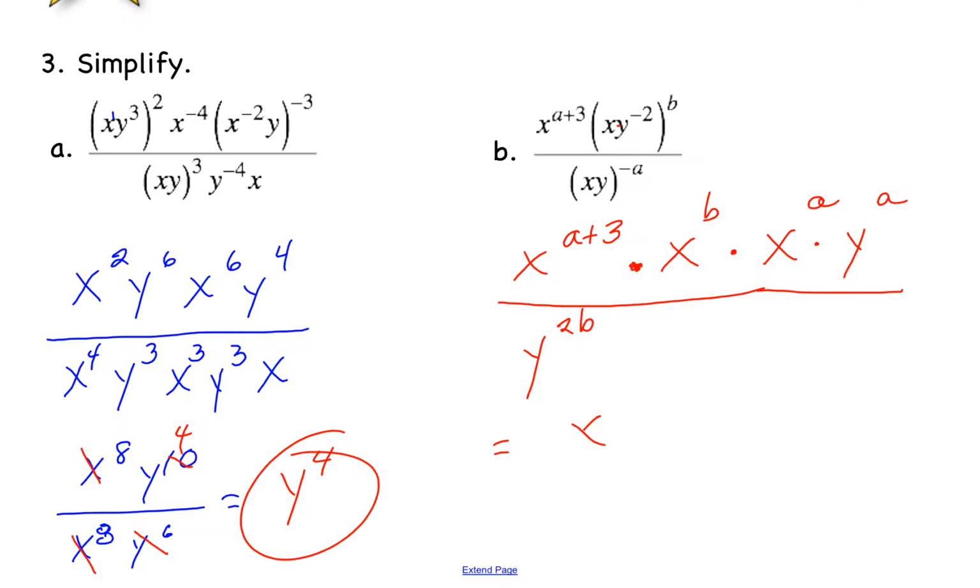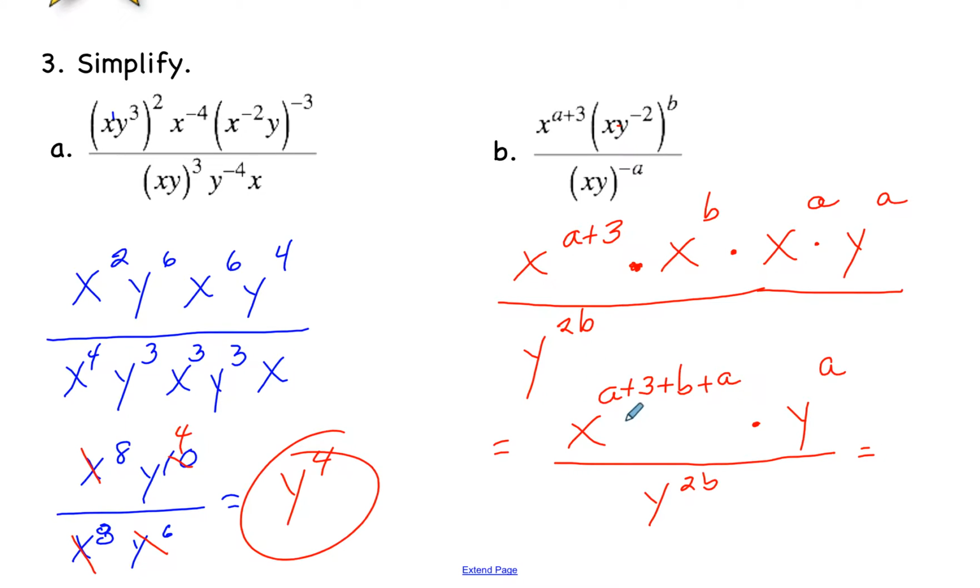We have a power of x. Here we have 3 bases that are the same. Remember, when the bases are the same, we add the exponents. So we have x to the a plus 3 plus b plus a times y to the a, all over y to the 2b. This one's kind of messy.